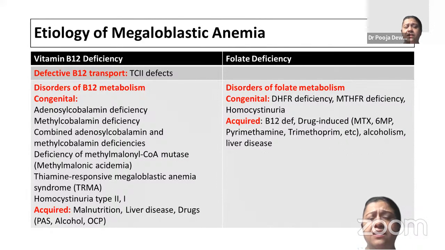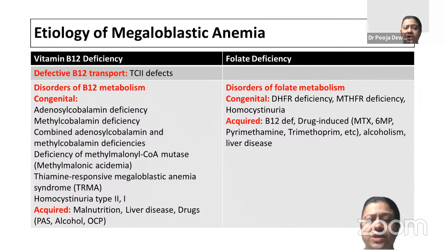Some patients with congenital or inborn errors of metabolism where B12 is affected include those with a defect in the activation of B12, the methylation of cobalamin, or a defect in the conversion of cobalamin to the adenosyl form. Sometimes you can have a combined deficiency of both, and certain diseases like methylmalonic acidemia or thiamine-responsive megaloblastic anemia, which you suspect especially in diabetic children who present with sensorineural deafness. You should suspect megaloblastic anemia due to B12 deficiency if you find macrocytes in the peripheral smear.